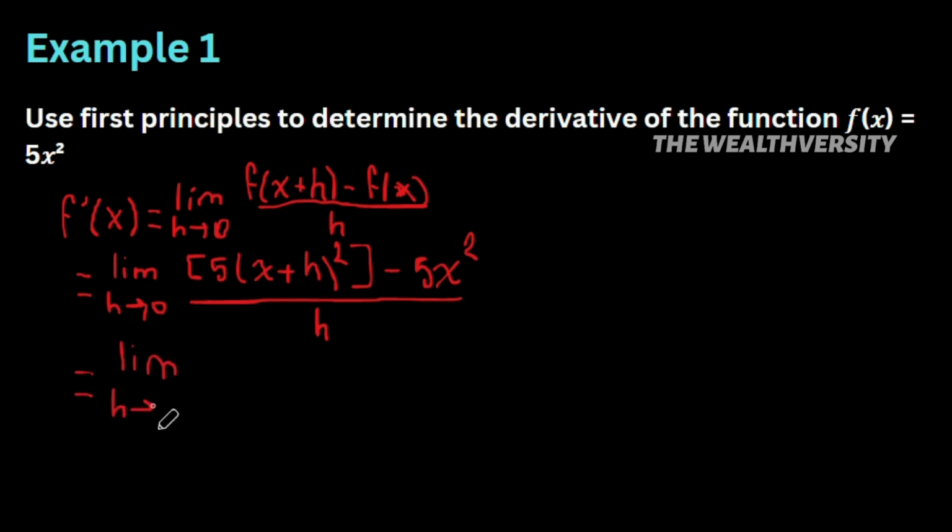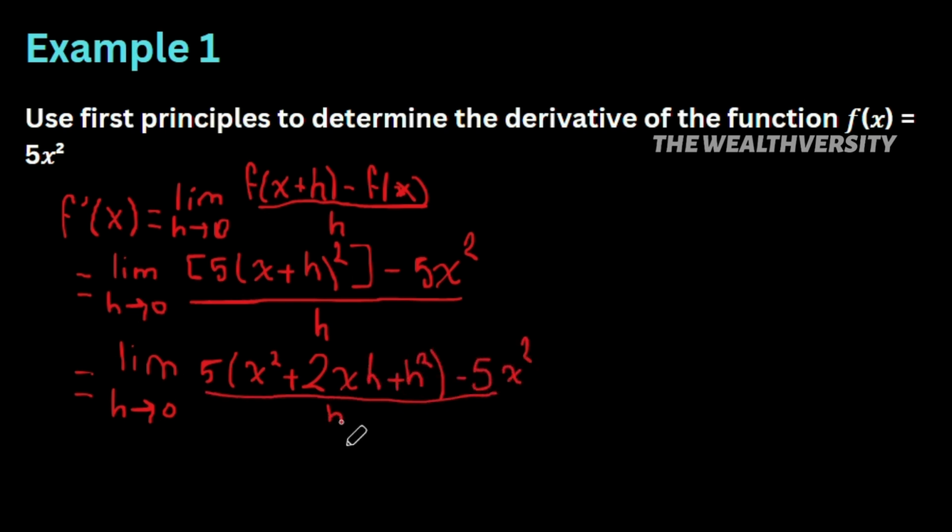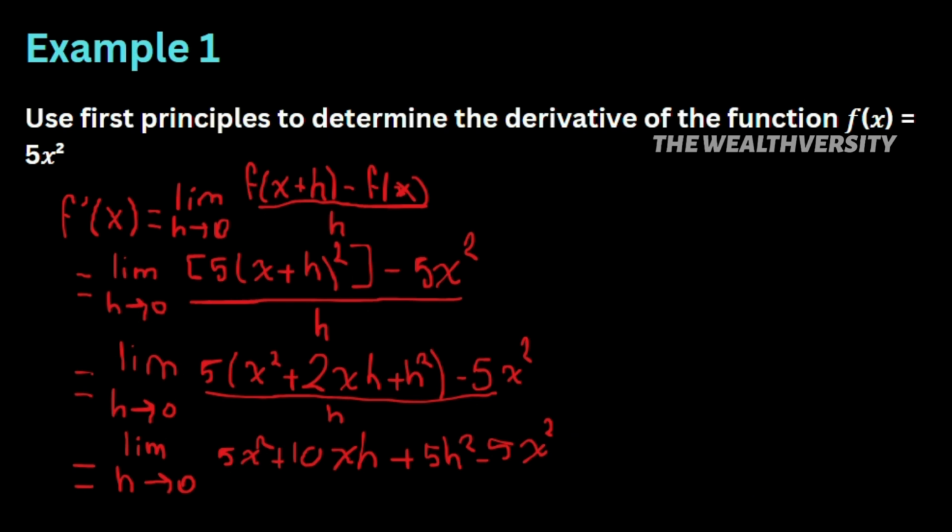So limit as h approaches 0, 5 times x squared plus 2x h plus h squared, which is just x plus h squared expanded, minus 5x squared, divided by h. Next, we expand the 5 into the bracket. So limit as h approaches 0, 5x squared, plus 10x h plus 5h squared, minus 5x squared, divided by h.